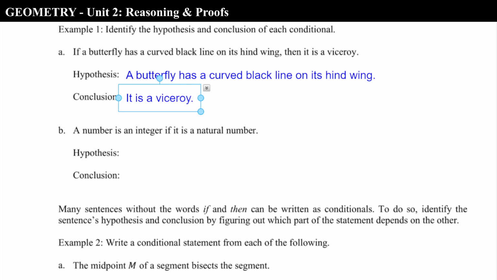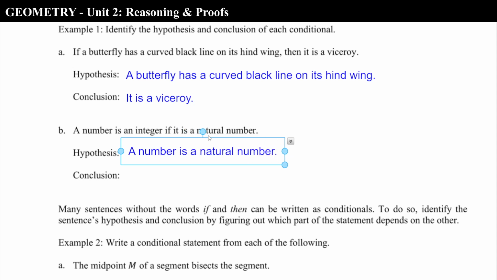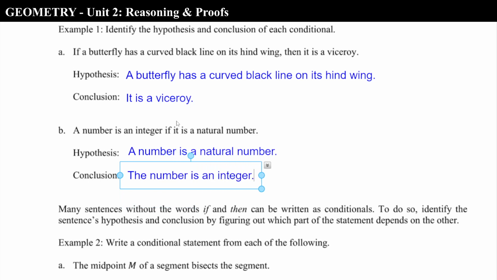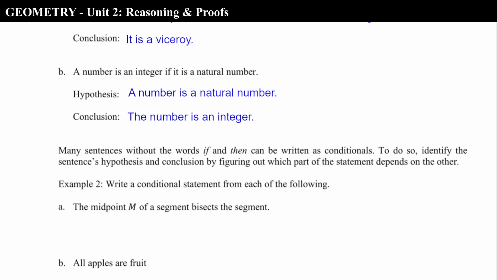In example B, it is a little less straightforward. A number is an integer if it is a natural number. Now we know what's following the if. That is clear. So let's write our hypothesis. A number is a natural number because that follows if. That means the other portion, the number is an integer, is our conclusion. So this is just written backwards from what we had in A. And that takes us into our next part.